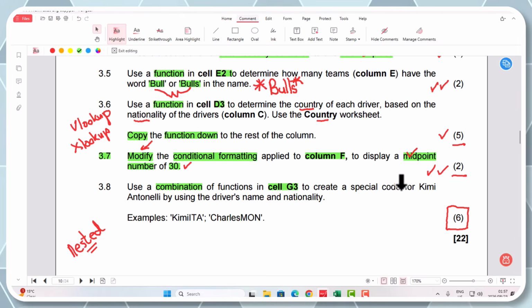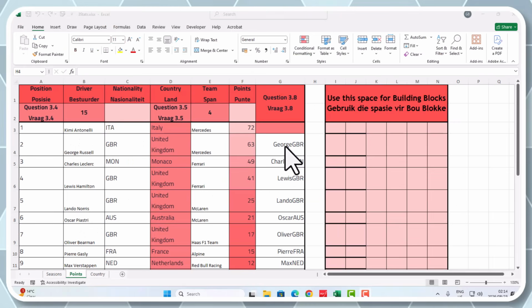Oh, yes. So here we go. They've got to use the AND to join things together, or we can use concatenate. One of the two. For Kimi Antonelli, by using the driver's name and the nationality. So let's go and have a look what we've got. Let's see here in C3. Grade 12s, let's have a look at this. Please make note of column B. Can you see that you've got the name and surname together?